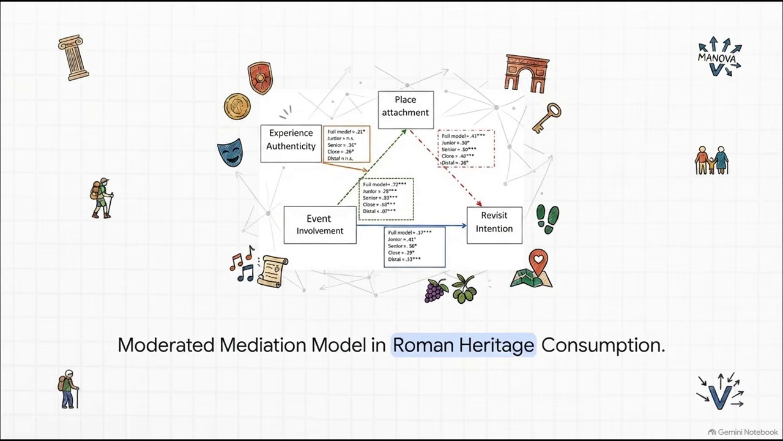Let's see this in the wild with a study on Roman heritage tourism. These researchers wanted to know what actually makes tourists want to come back. They didn't just look at one isolated factor. They deployed advanced statistics, specifically running a MANOVA on motivation scores to untangle a complex web of event involvement, experience authenticity, and place attachment, and how all of that drives a tourist's intention to return. They had multiple related outcomes and deeply nuanced segments. Only a multivariate approach could handle that level of real-world complexity.